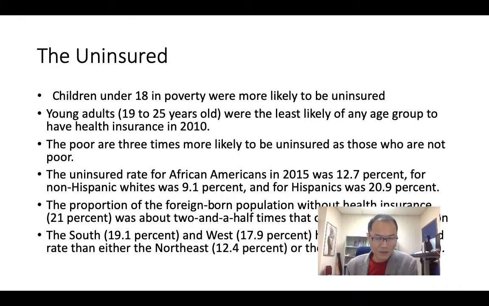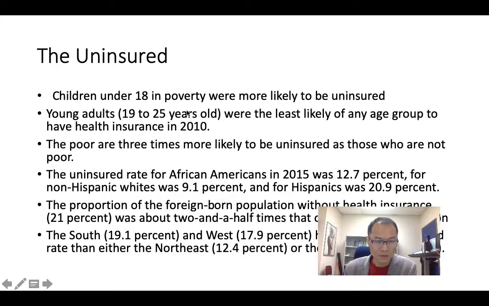So the chapter started with a social problem, which is the uninsured population in America. America is the only industrialized country that does not provide healthcare coverage to all its citizens. So here is the profile of all the uninsured population.